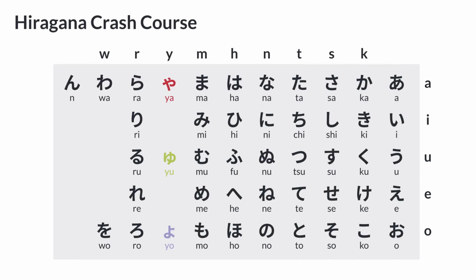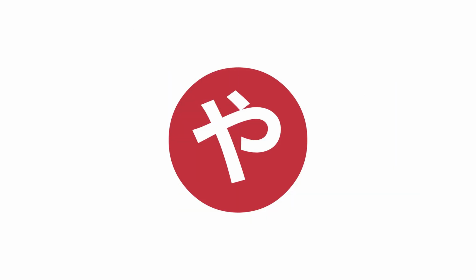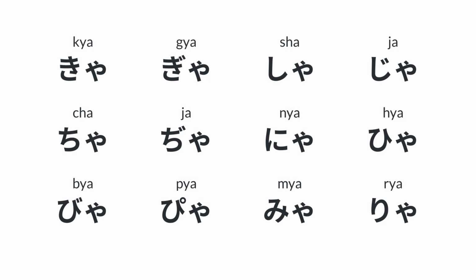In this lesson, we'll learn the small versions of the characters ya, yu, yo. To start, what is this character? Ya. We can add a small ya to the end of any of these 12 characters. The small ya essentially removes the e sound and replaces it with ya.